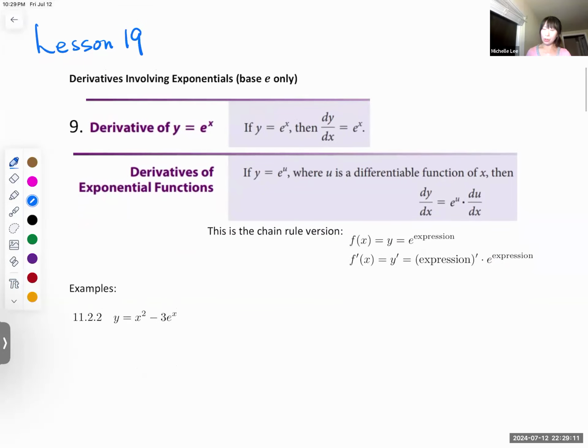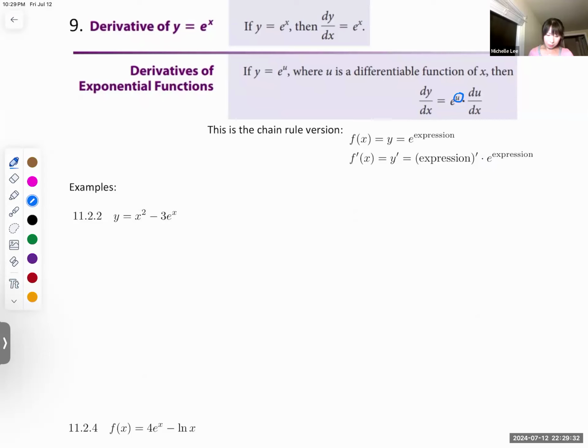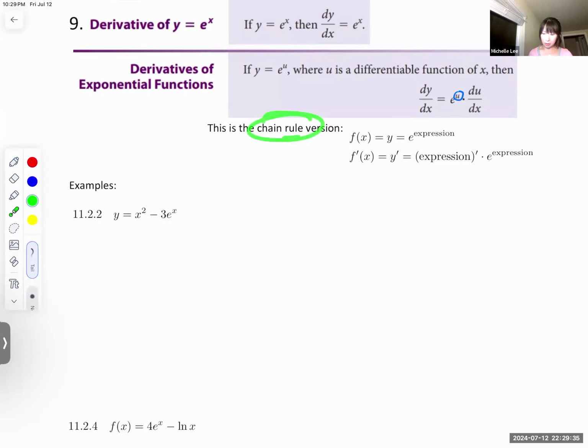So we have e to the u, and we want the derivative with respect to u. That means we are looking at the derivative of u with respect to x. Let us do this one. Also, we have a general version: y equals e to the expression, then the derivative is expression prime times e to the expression. It's the same as e to the x power, but we have to use the chain rule. Okay, let us do this.